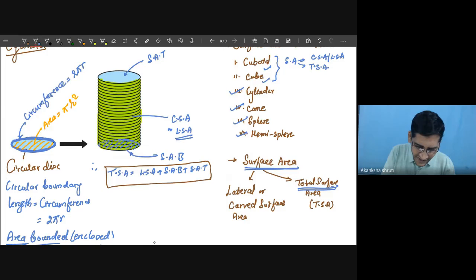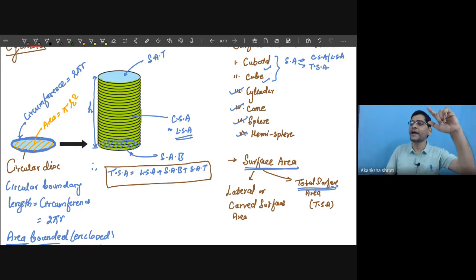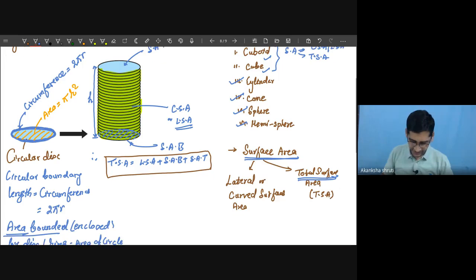So if we consider the height of this cylinder, these rings are stacked, placed over one another up to height h. Therefore, for calculating the curved surface area, first we need to calculate the boundary length of this ring, and that has to be multiplied with height h, so that we can get the entire curved surface area.